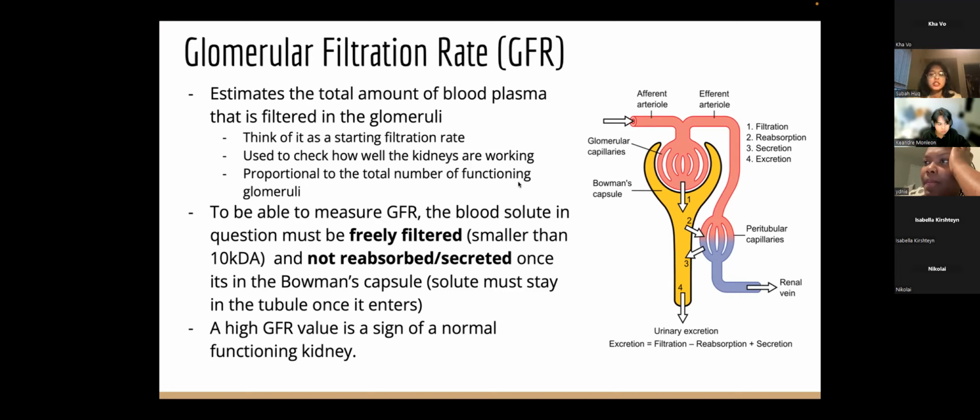focusing on that solute as well. The reason why creatinine is an example solute is because it can be freely filtered, and it's not reabsorbed or secreted once it enters the capsule. It's small enough to be filtered through from the capillaries so it can enter, and then it won't leave the tube once it's in the tube. You don't want it to leave the tube because when you're measuring GFR, you're going to be collecting urine, and you need the solute to be in the urine to calculate and measure the values that you need.